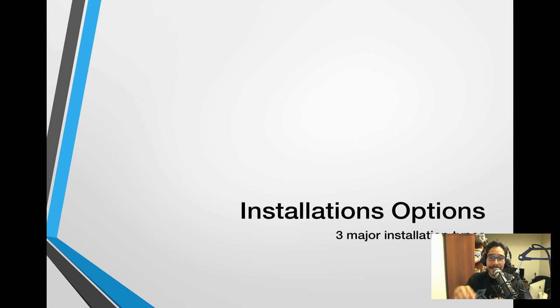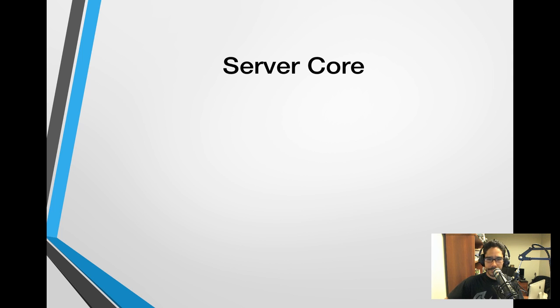Okay. Installation options. There's three major installation types, and we're going to go over them right now with these slides, but I'm going to show you guys once we get into the demo of the video. So one is Server Core, which is what Microsoft is trying to push out. This is what they want us to install by default, right? When you start the installation of Server 2016, they want you to push this out.